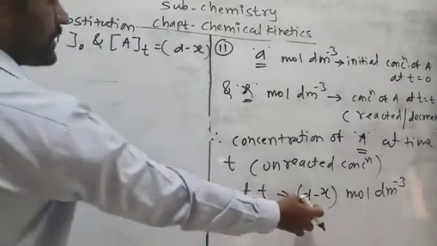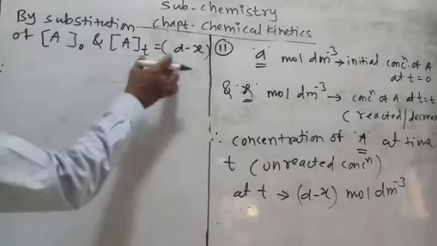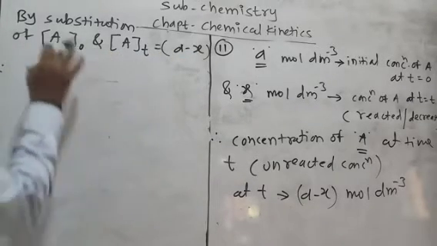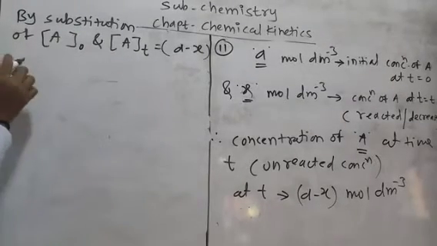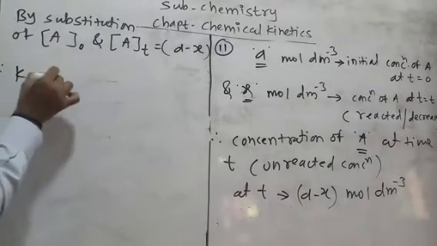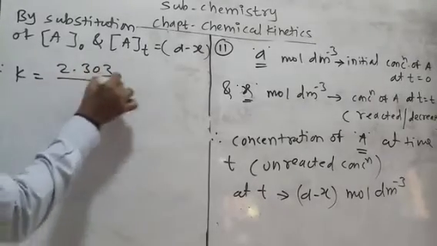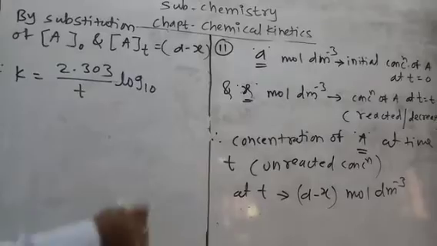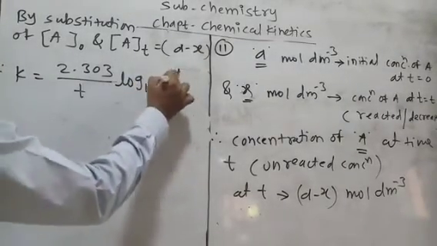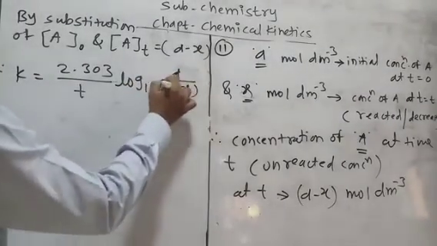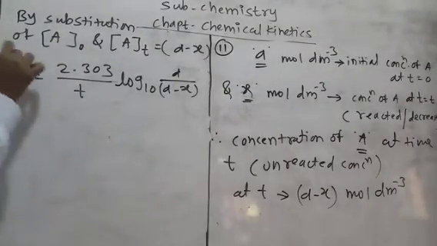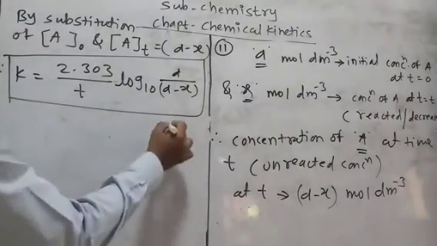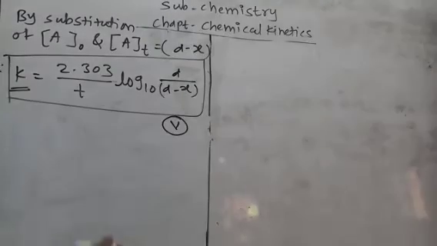Then by substituting that a minus x for the different values, for a0 and at, the last equation becomes k is equal to 2.303 divided by t log to the base 10 of a divided by a minus x. So we got that. Again the next equation, the last equation, that is equation number 4. Here it is equation number 5.